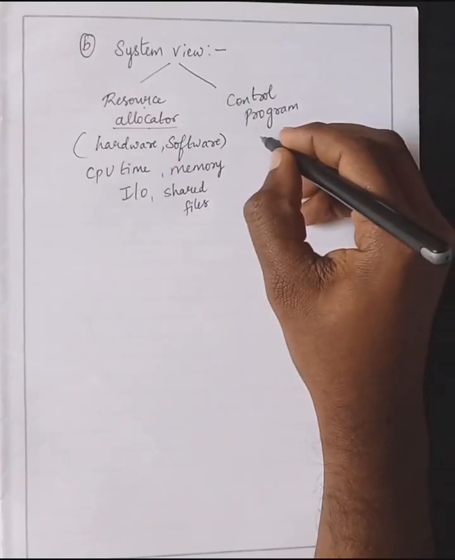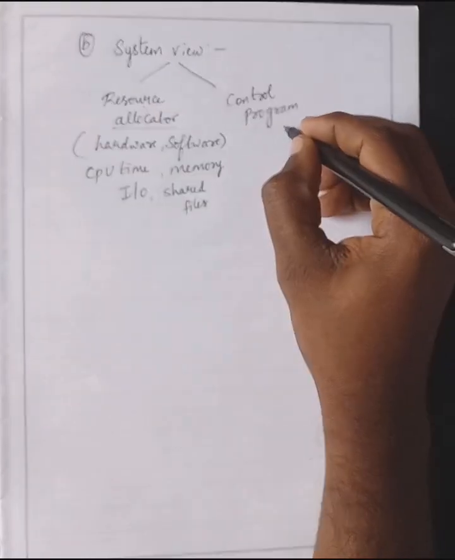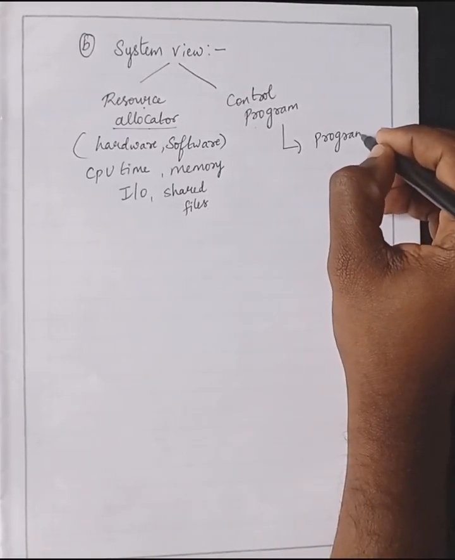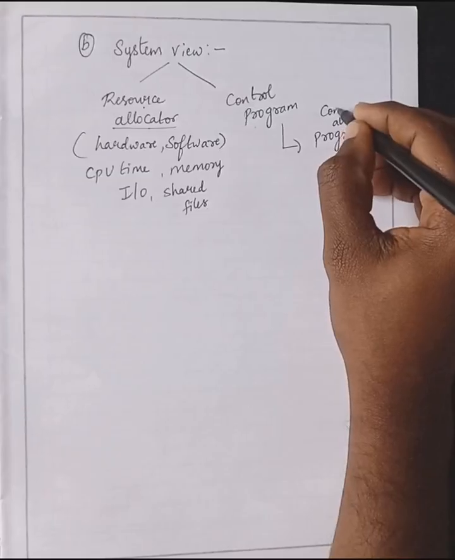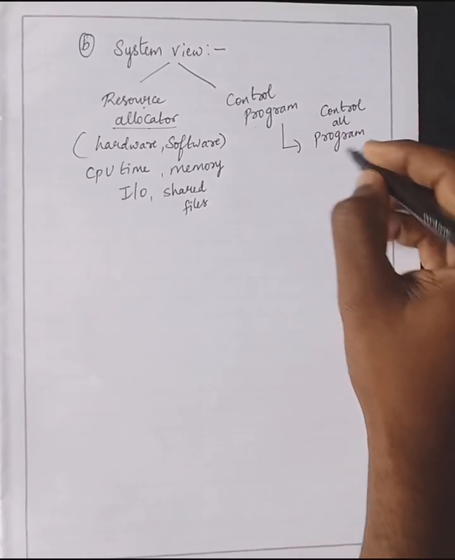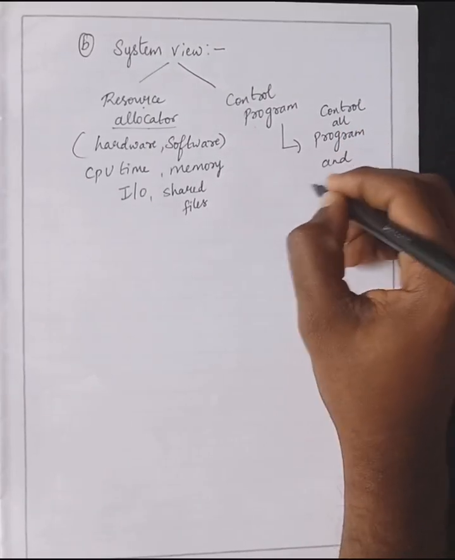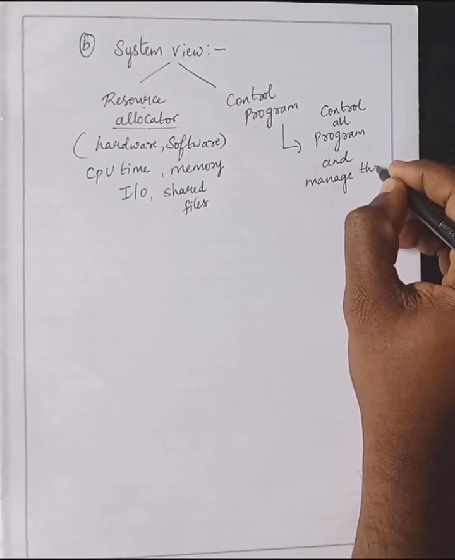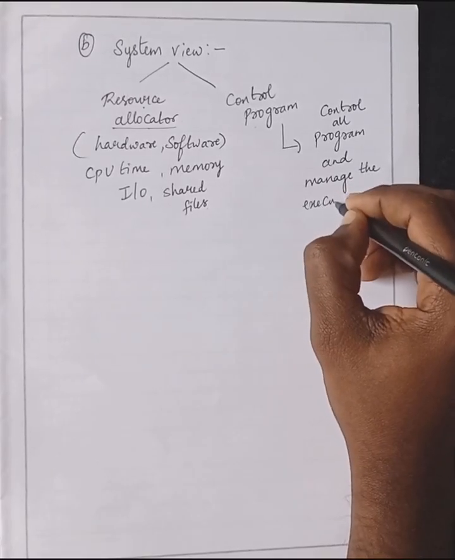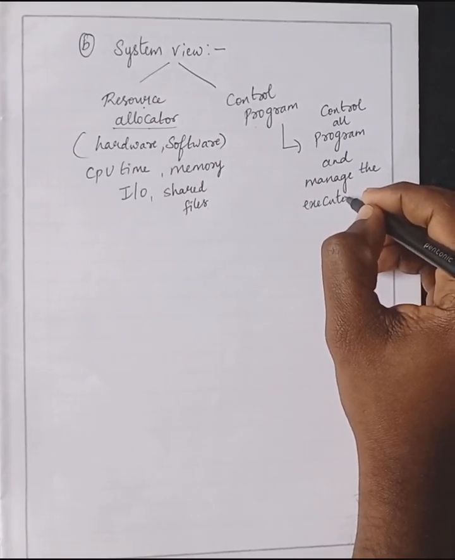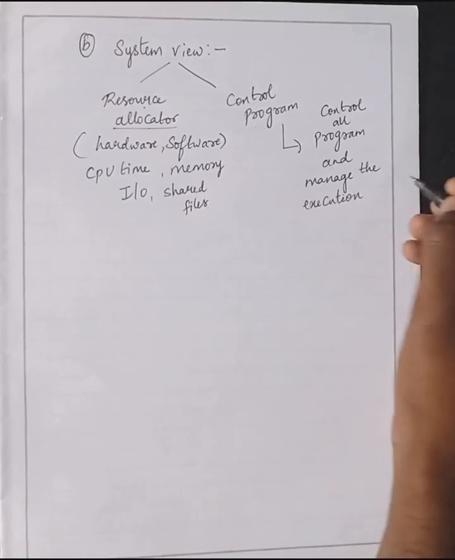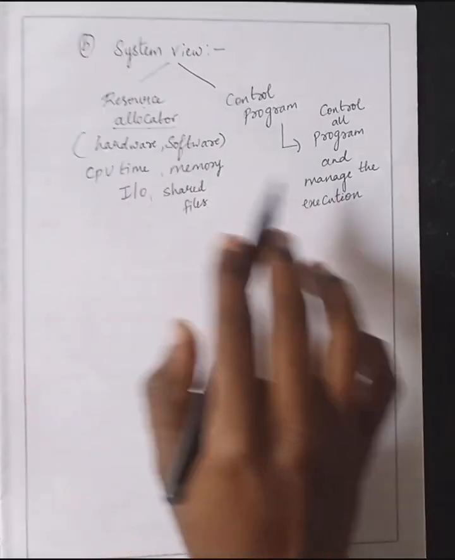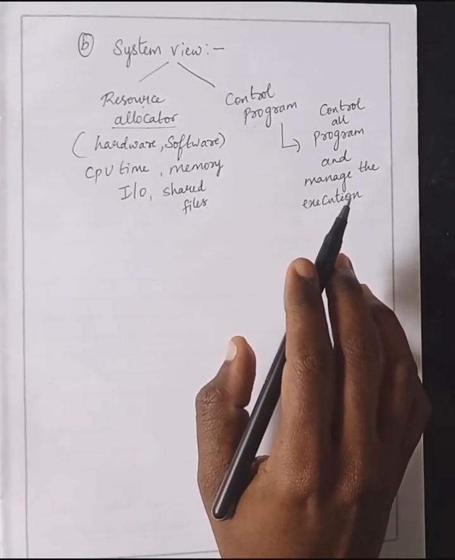The second part is the control program. Control program is very simple. It controls the programs. The OS controls all the programs executed in the computer, and it also manages their execution, how they are executed in our system. So these are the two parts that come under system view.